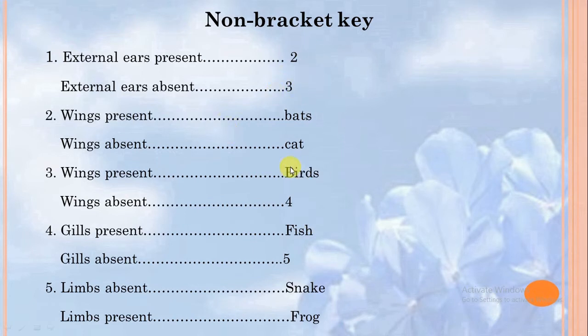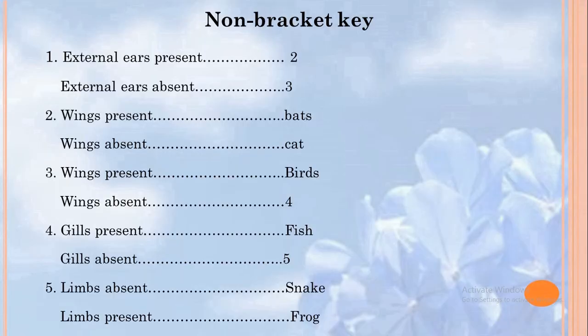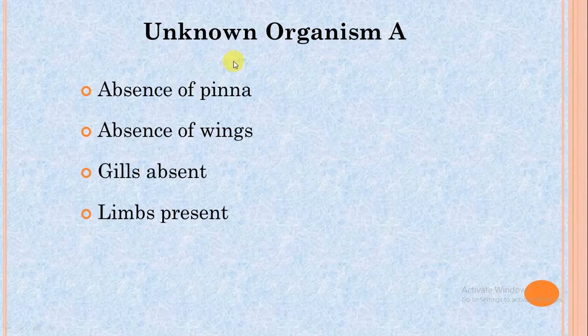These numbers at the end of each lead represent the number of the next character to which we have to move along the key. Now we will take another example. We have an unknown organism A and we are supposed to place it in a proper group on the basis of this given key. First of all we will look at the first character, that is external ears present and external ears absent, whether the unknown organism has ears or doesn't have ears.